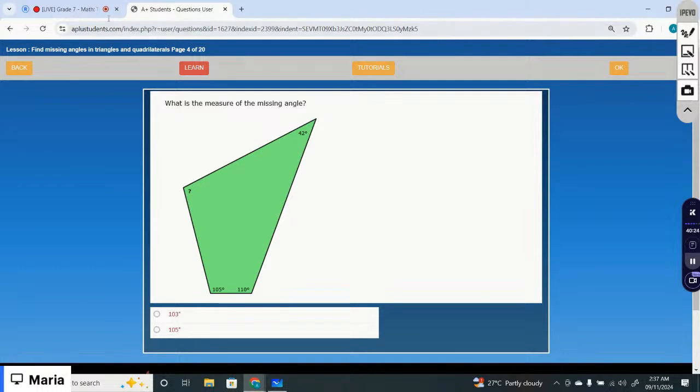What is the measure of the missing angle? So again, that's a four-sided shape. The sum of all the angles must be 360 degrees. So the correct option is, that is 105 plus 110 plus 42, 257, subtract from 360. The correct option is 103. Option number one is the correct option. Got it?